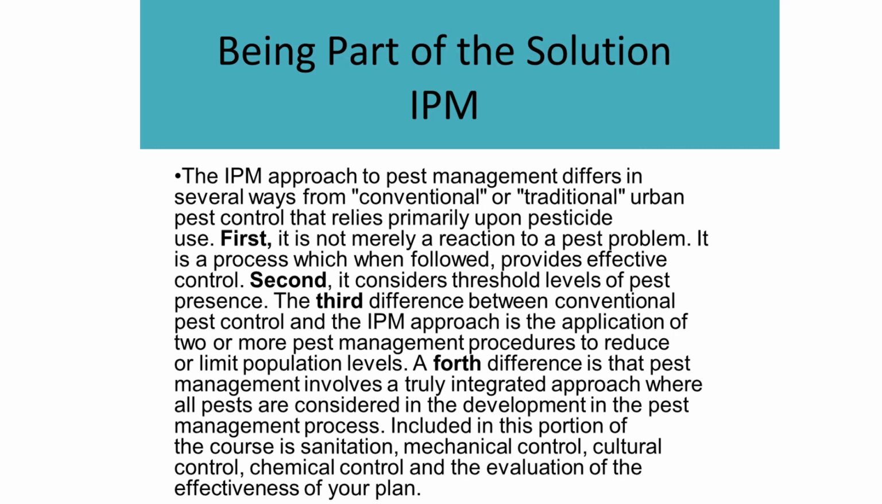Second, it considers threshold levels of pest presence. The third difference between conventional pest control and the IPM approach is the application of two or more pest management procedures to reduce or limit population levels. A fourth difference is that the pest management involves a truly integrated approach where all pests are considered in the development of the pest management process.